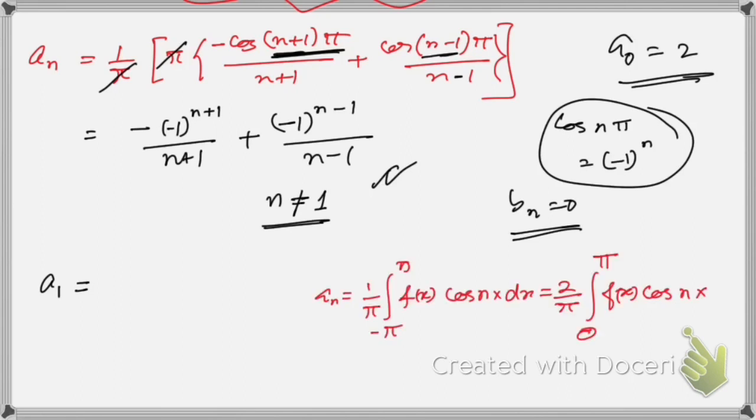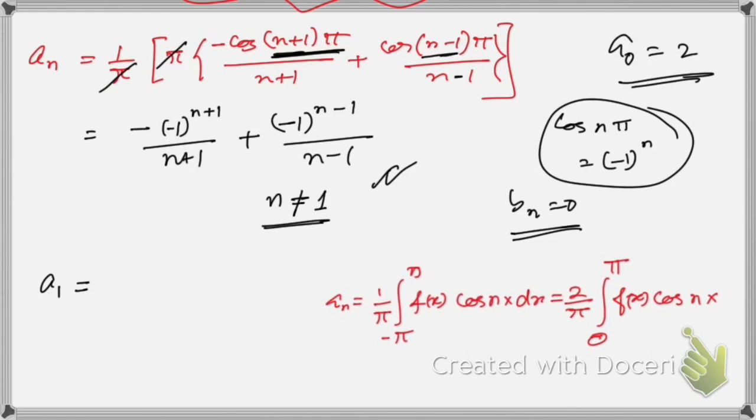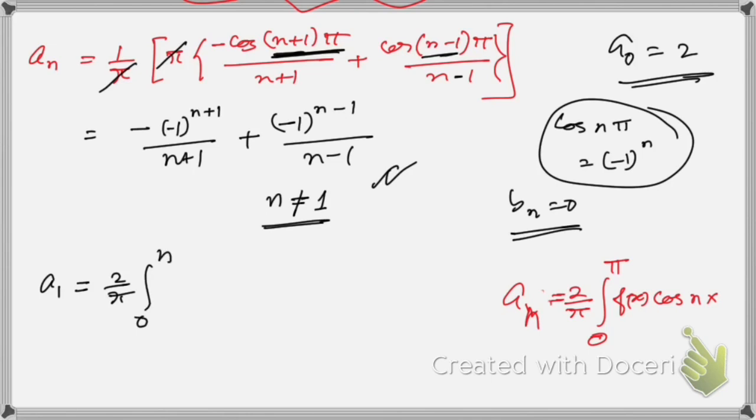Now you can see, as an is equal to this, so let me cut this part. As an is equal to this, right? So that's why a1 will be equal to, what will be a1? 2 by pi, integral 0 to pi of x sin x, because this f of x is nothing but x sin x, then cos, instead of n there will be 1x, means just x, dx. There should be a dx. So that's how we can find a1.